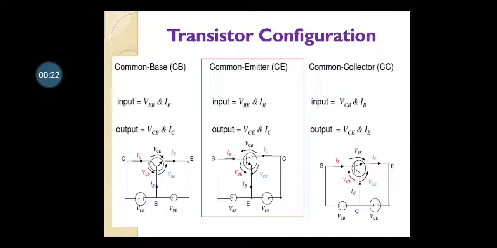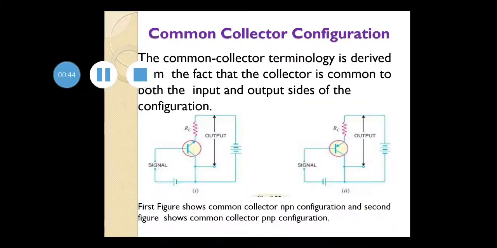So in common collector configuration, the collector terminal is common to the input terminal as well as the output terminal. Here you can see common collector configuration mentioned as CC. Input terminal is base terminal, output is emitter terminal, and collector is common to both base and emitter, as you can see here. The terminology is derived from the fact that the collector is common to both input and output sides of the configuration.